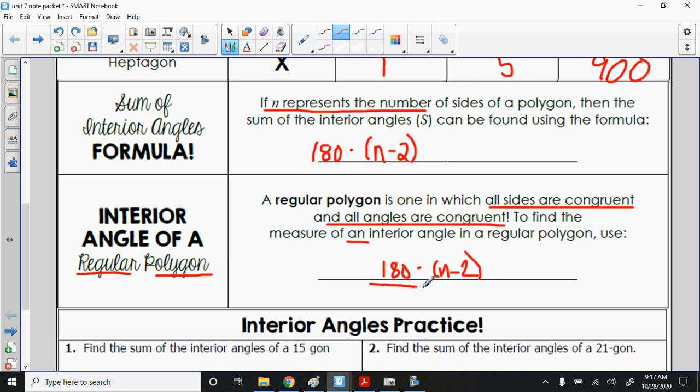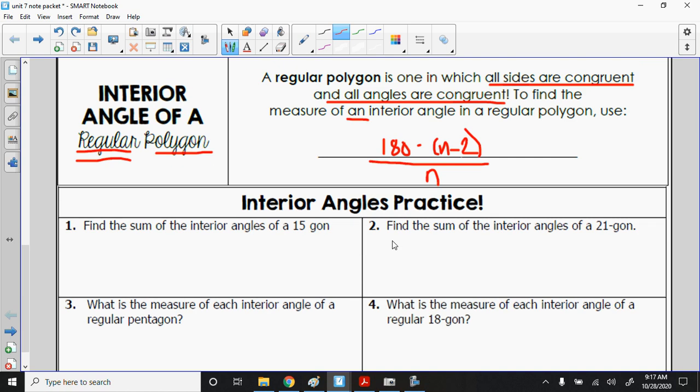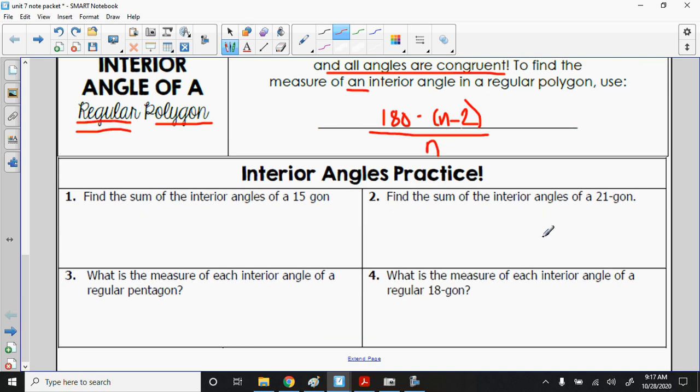and then divide it by the number of sides you have. And it only works if it's regular, since we can divide it evenly into all equal pieces because all the angles are equal. So here are our two formulas that we're going to work with.